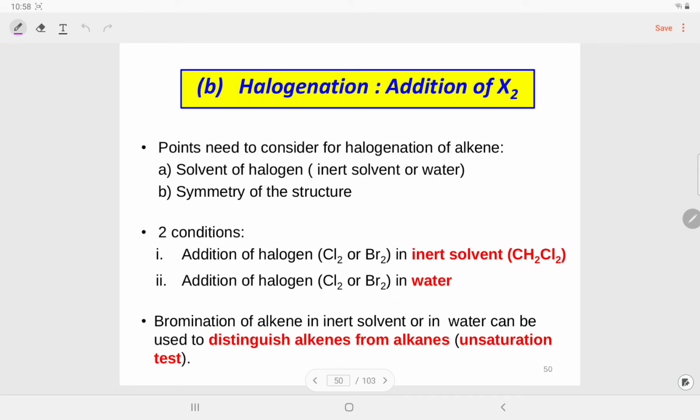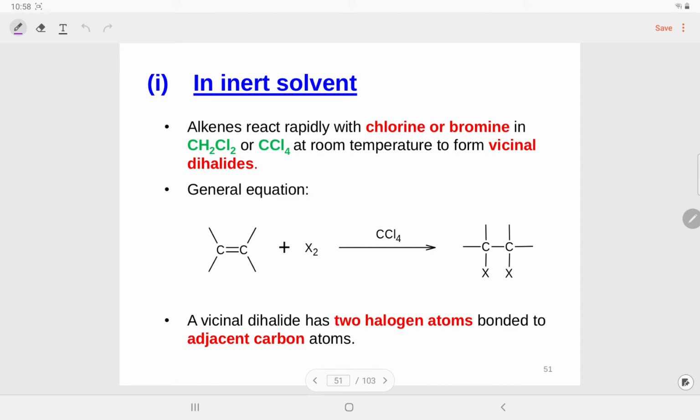Next, the preparation here includes the chemical reaction using a halogen as our reagent, but the conditions are two. First, using an inert solvent. Second, using water, and the reaction also takes place based on a symmetrical molecule. So the condition is either of the two. Okay, we go one by one. First, what happened? The addition of the halogen in an inert solvent. The inert solvent is compulsory to write, but this inert solvent cannot be involved in the chemical reaction.